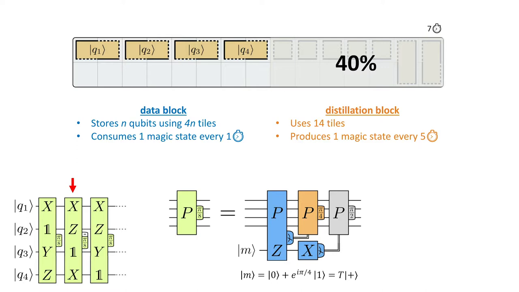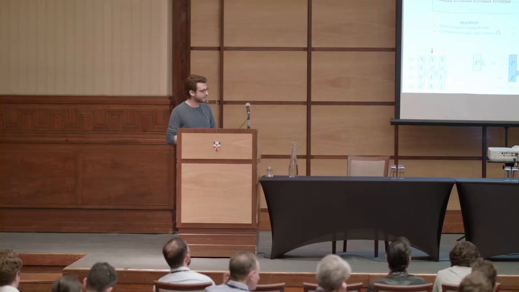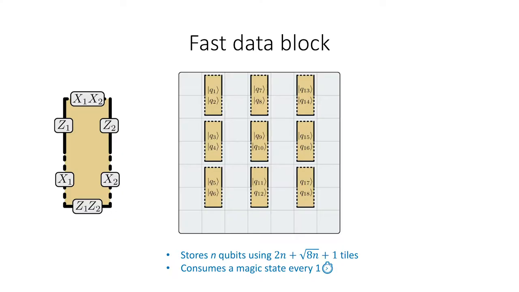What I want to do now is show you a bunch of designs for data blocks and distillation blocks, starting with data blocks. In principle, the thing shown here can be used as a data block, but it's a bit wasteful with space. It uses 4 tiles for each qubit. You can do much better than that. For instance, using this design over here, which uses roughly half as many tiles, to be more precise, it stores n qubits using 2n plus square root of 8n plus 1 tiles.